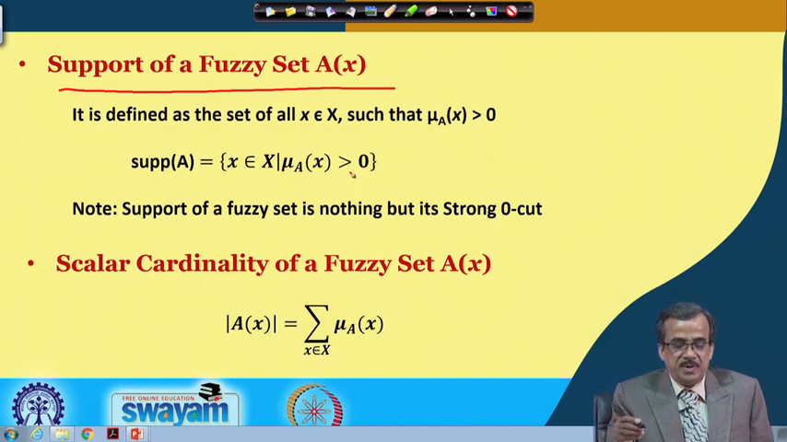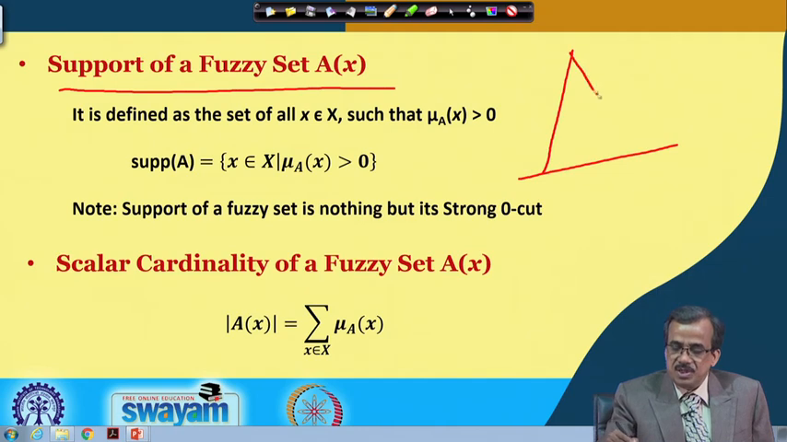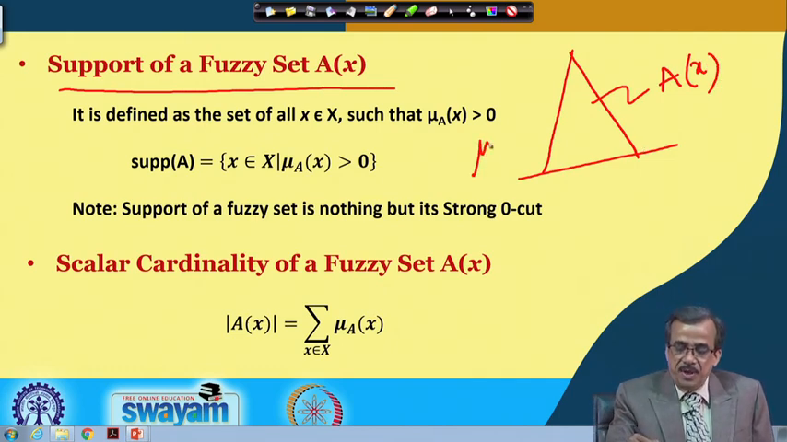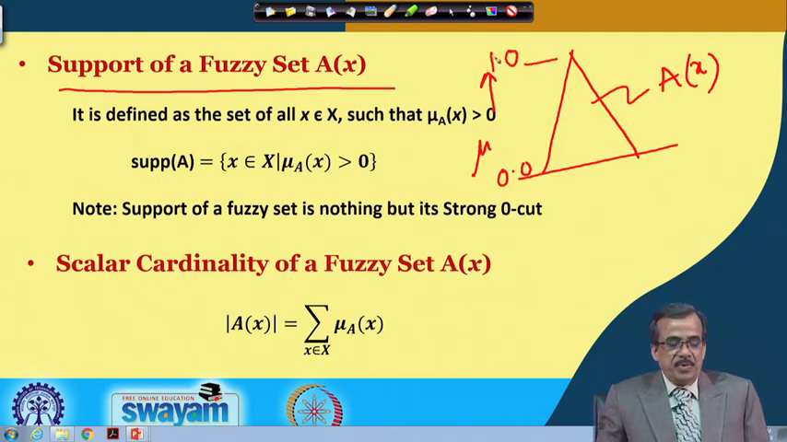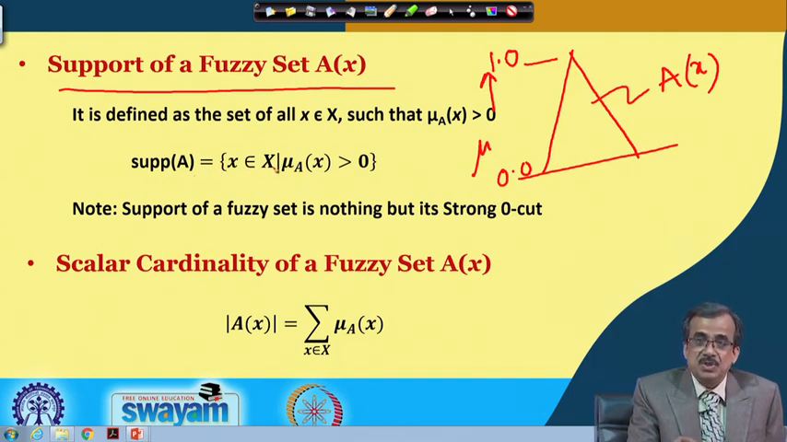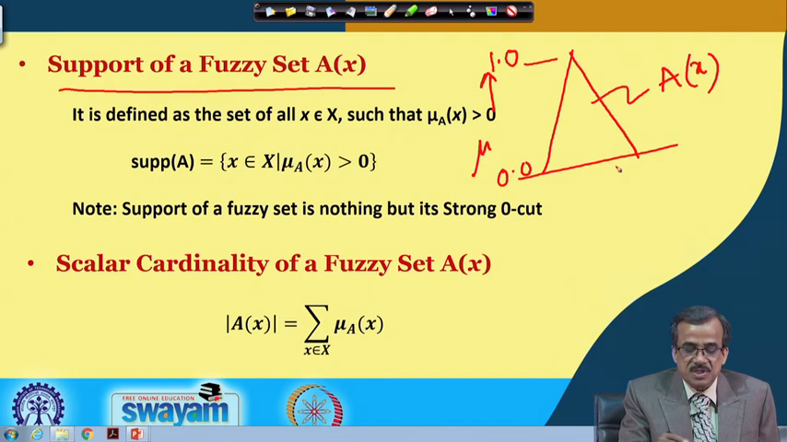Now, let me consider a particular fuzzy set, say the triangular membership function distribution. This is nothing but A(x). So, mu is along this direction. This is 0.0 and corresponding to this is 1.0. Now, let me read the definition once again. The support of a fuzzy set A(x) is nothing but x belonging to capital X, that is the universe of discourse, such that mu A(x) is greater than 0.